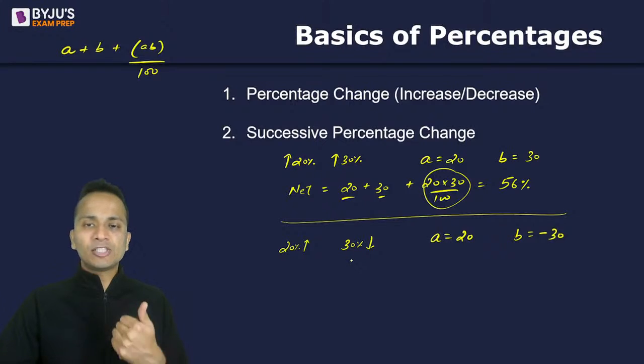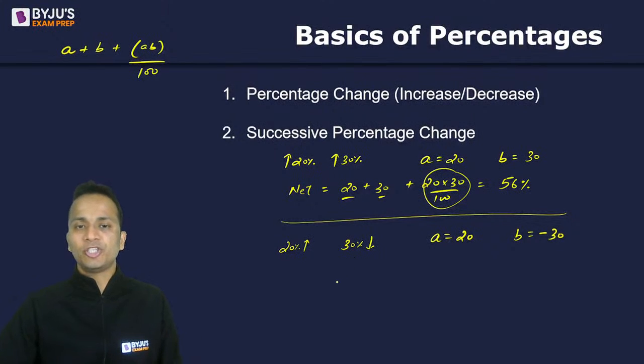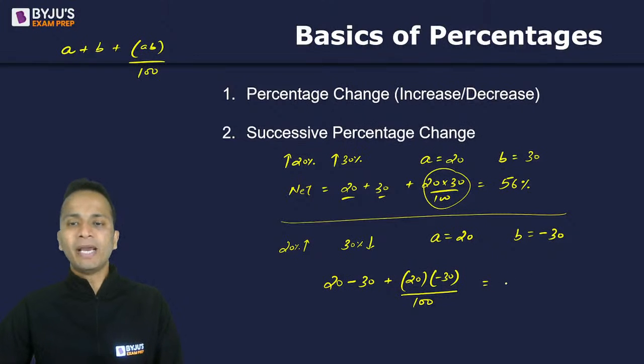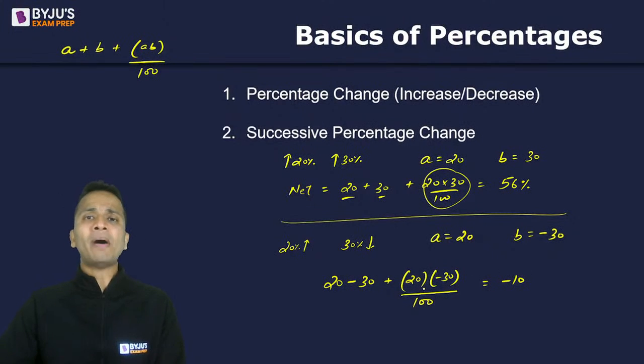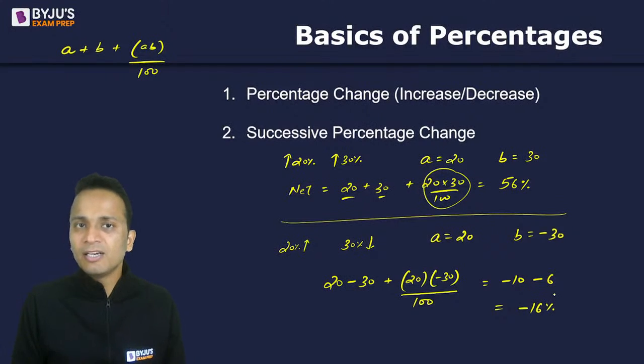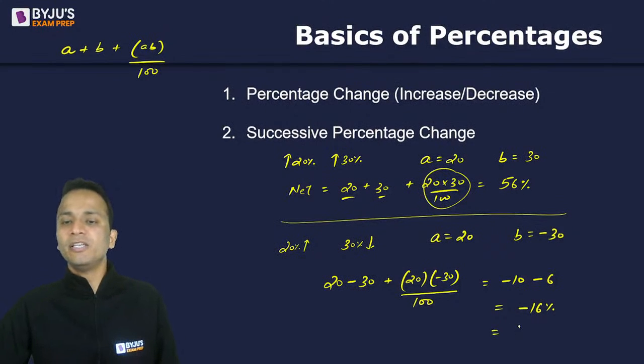Now, substitute A as 20 and B as minus 30 in the same formula, and you will get the net percentage change. Okay, so 20 minus 30 plus, carefully, 20 into minus 30. So this is one step where we commit mistake, the third part of this formula. Okay, so 20 minus 30 is minus 10, and then 20 into minus 30 is minus 600. Minus 600 upon 100 is minus 6. So there is a net change of minus 16 percentage, or I can say that there will be a net decrease of 16 percentage.